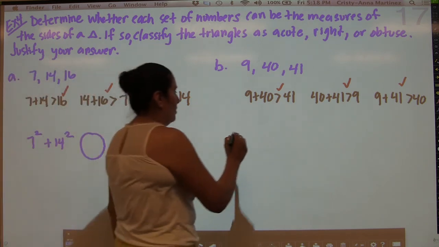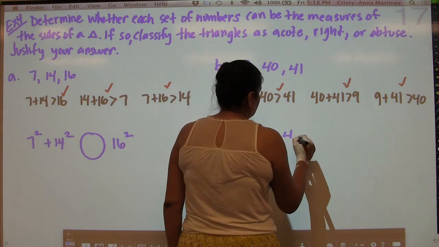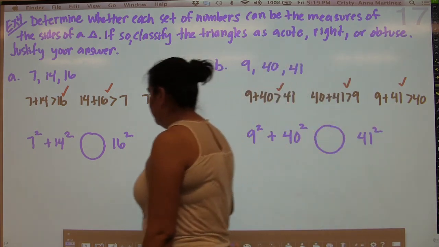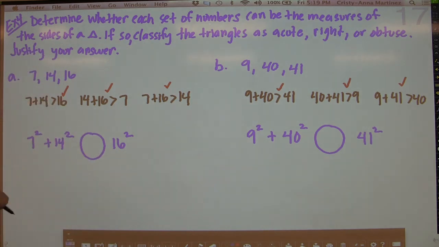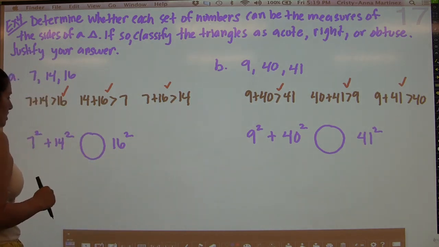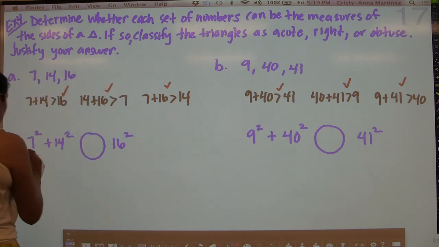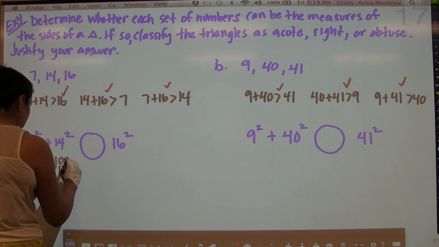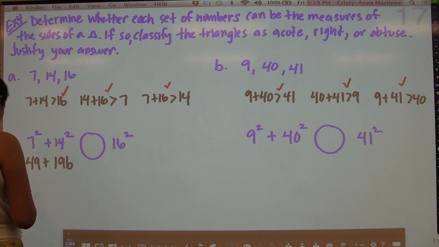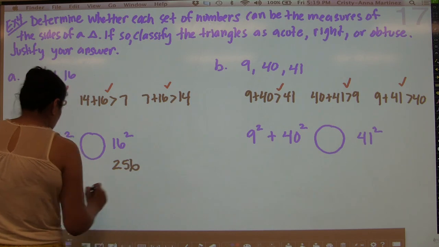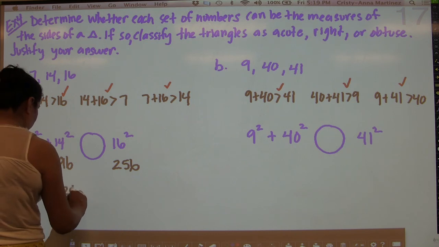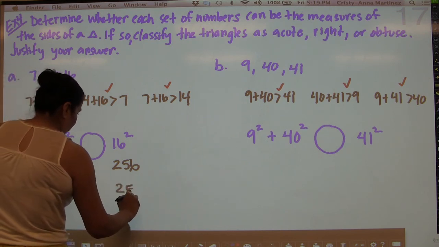Over here, same thing. We're going to go with 9 squared plus 40 squared, and then 41 squared. We're going to leave a big blank there in between the last two because that's where we're going to insert our symbol. So we know that 7 squared is 49, and 14 squared is 196, and 16 squared is 256. And then we know that 49 plus 196 is 245. And over here we have 256.